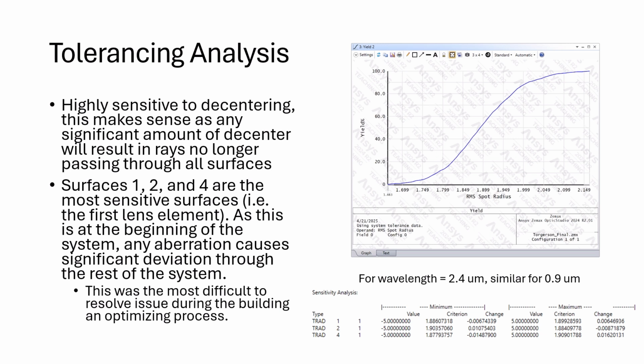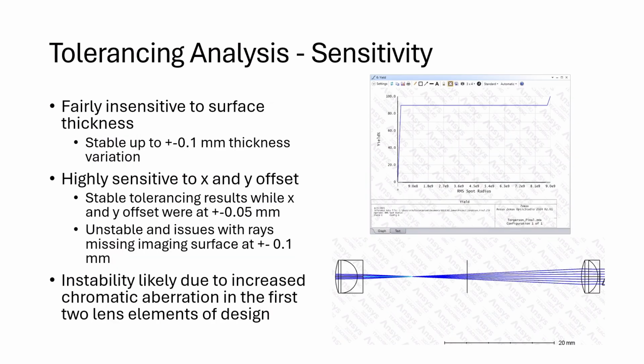And this was also the most difficult to resolve issue during the building and optimizing process, where any significant changes to the first element of the lens caused extreme aberrations. Overall, though, the system was fairly insensitive to surface thickness, but highly sensitive to the X and Y offset. So the instability is likely due to the increased chromatic aberration in the first two lens elements of the design, which is also where the primary issues occurred.